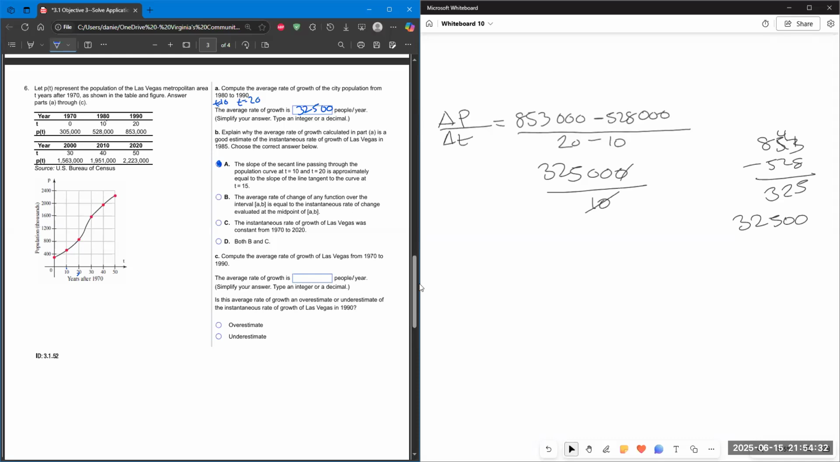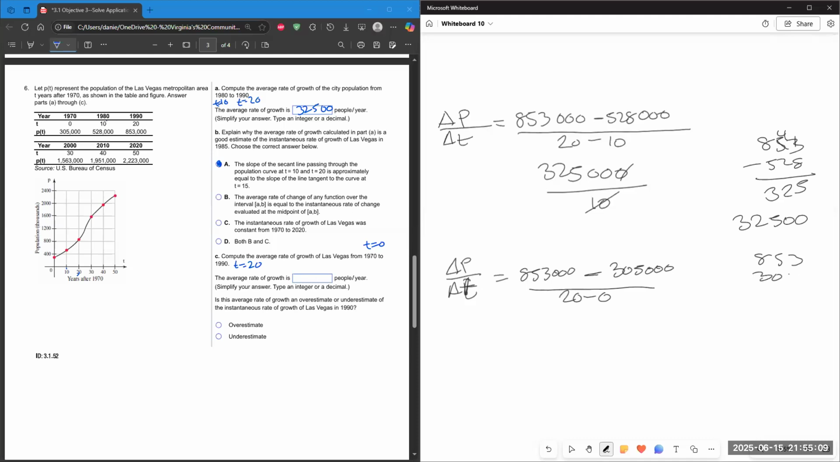Now let's look at the average rate of change from 1970 to 1990. So this is t equals 0 to t equals 20. And that's going to be delta P over delta t. This is 305,000, and 1990, still that same top number, 853,000. Now this is 20 minus 0.